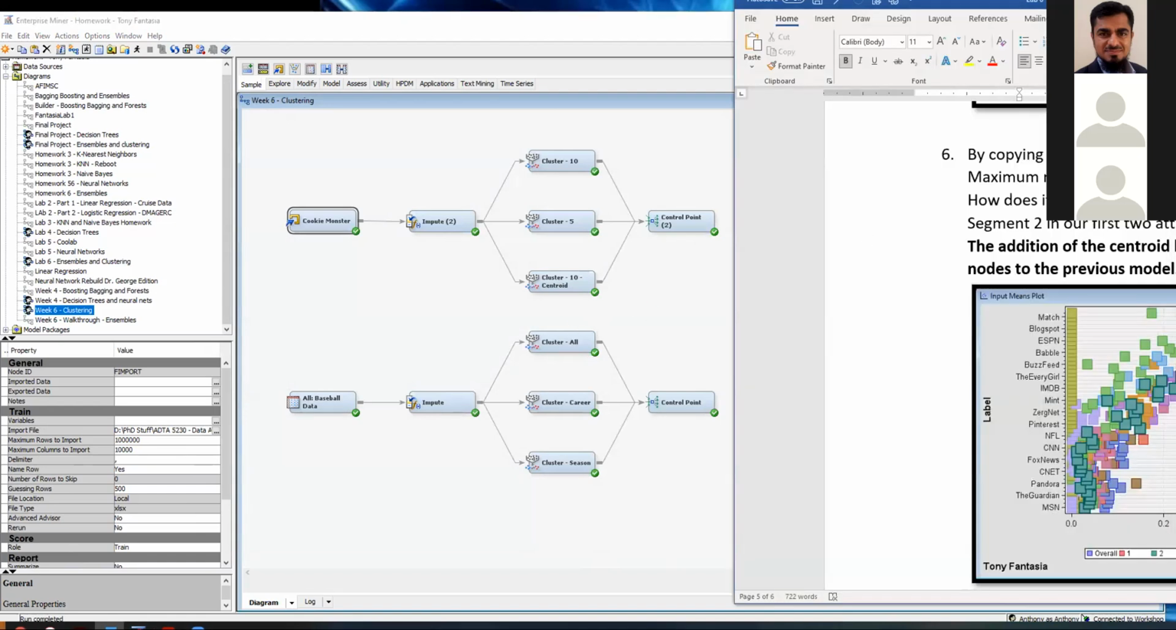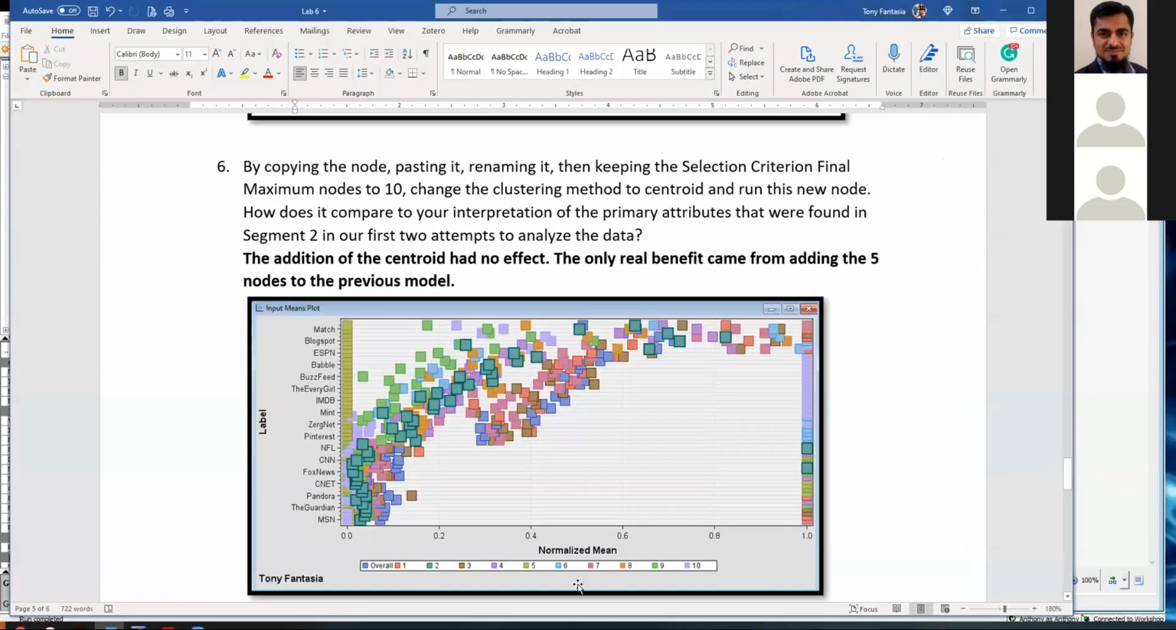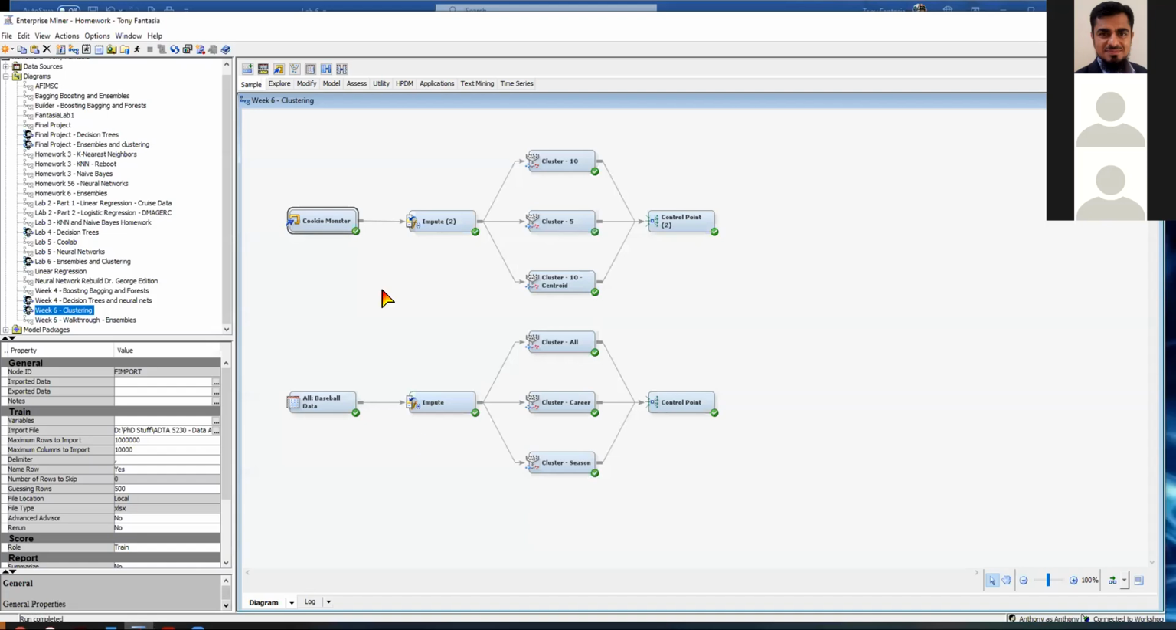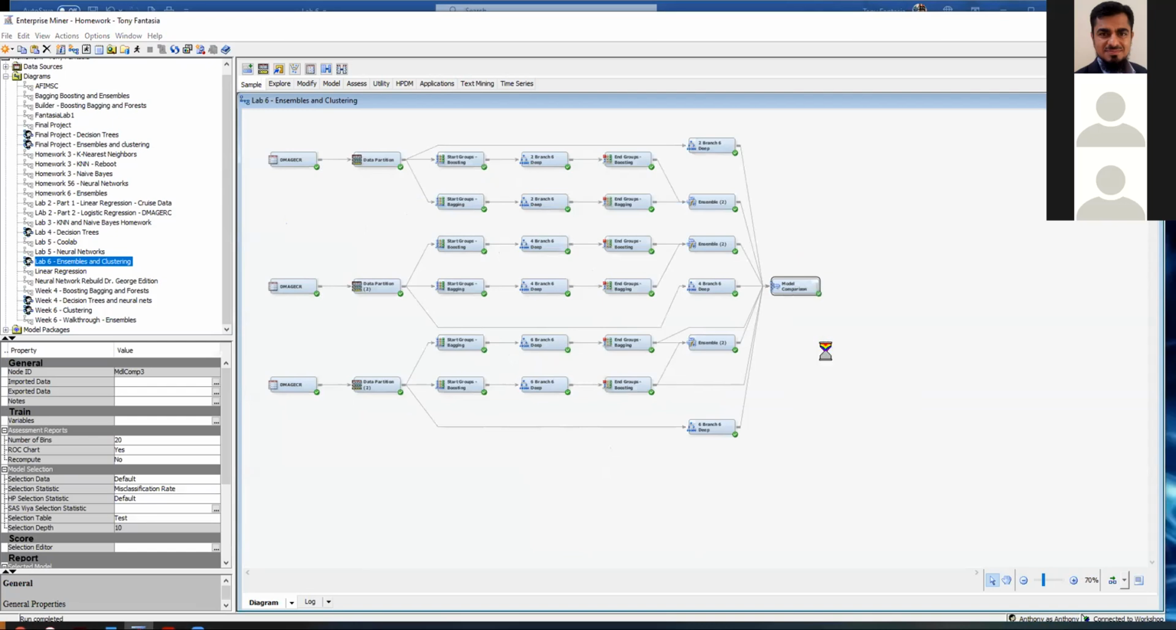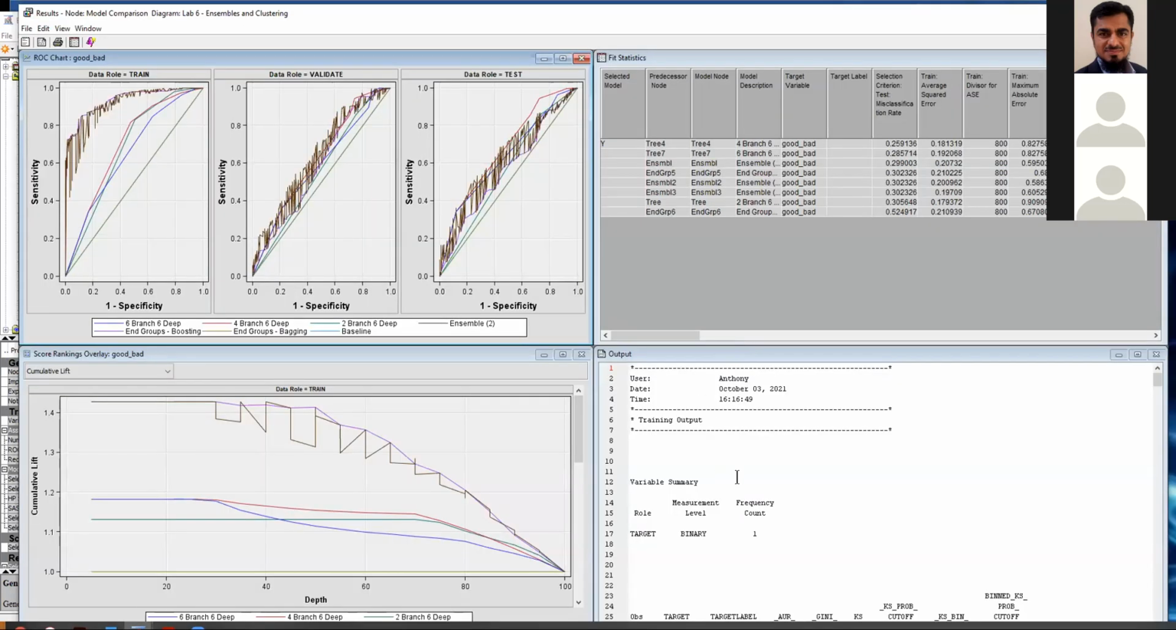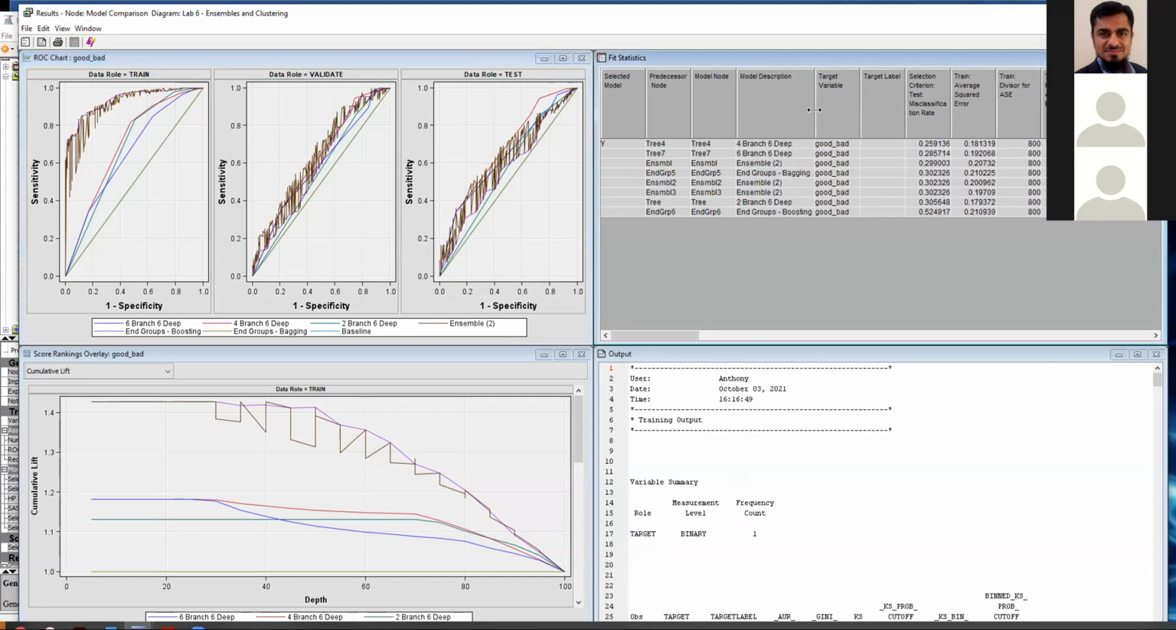So great question. And Mintu, going back to the model here, I created a 6-branch 6 deep, and I connected all 3 models to one model comparison node and ran it, and these are my results. The 4-branch 6 was still the optimal model out of all those. It still has the lowest test misclassification rate.